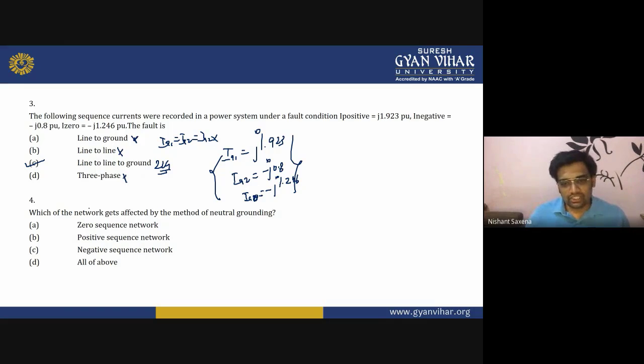Is it a zero sequence network? Is it a positive sequence network? Is it a negative sequence network, or all of the above? It's quite obvious. The neutral grounding will be affected only by the zero sequence network. The positive and negative sequence networks will not affect the neutral grounding.